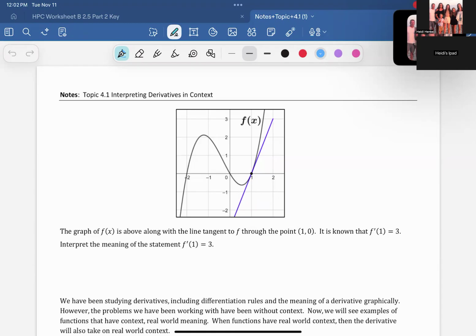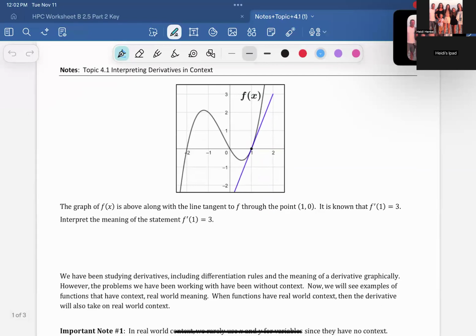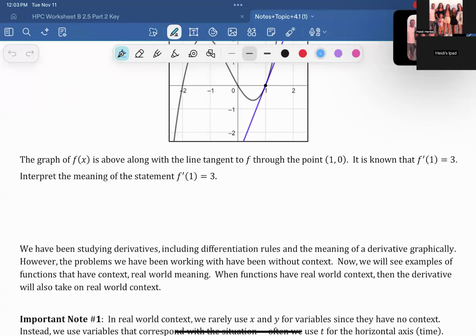Okay, so if I asked you guys to look at this graph, the line is blue on Canvas. If it's online, on paper, it obviously looks black, but that is the tangent line that goes through the point (1, 0), the tangent line to f of x through the point (1, 0), and it is known that the derivative at 1 is 3. Interpret the meaning of the statement. So a lot of the time, what we've been talking about lately is that we know that that means that the tangent line at x equals 1 has a slope of 3.